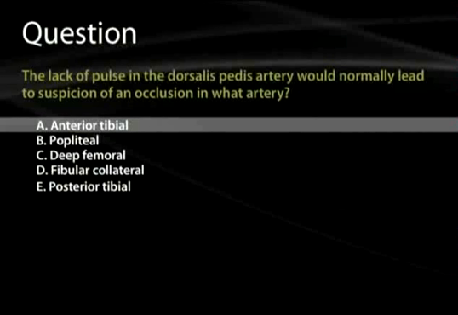If you went back and felt the popliteal pulse and it was also absent, then you would start thinking backwards and go into the deep femoral or the anterior femoral components to work backwards from that. And if you had a posterior tibial that was blocked, you would not have a dorsalis pedis affected at all.